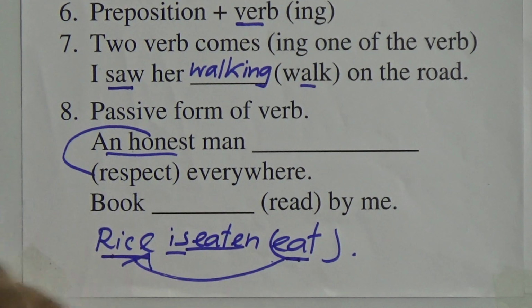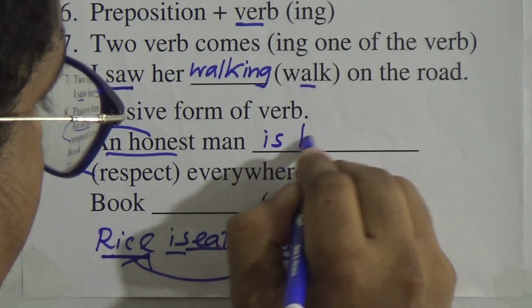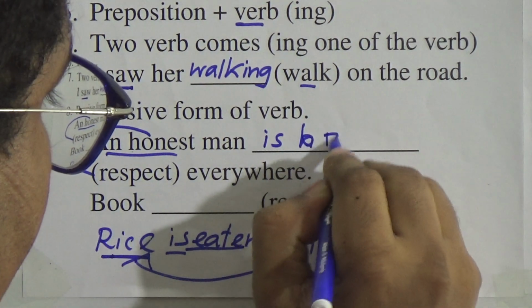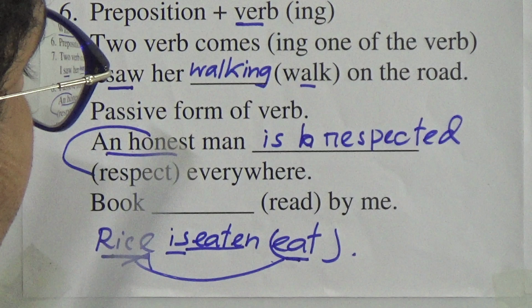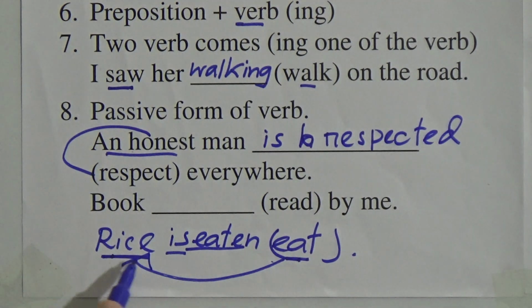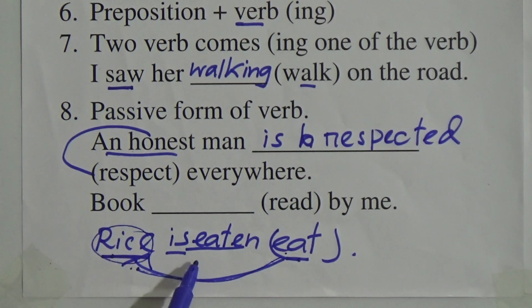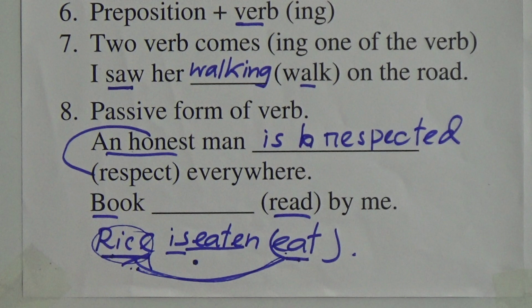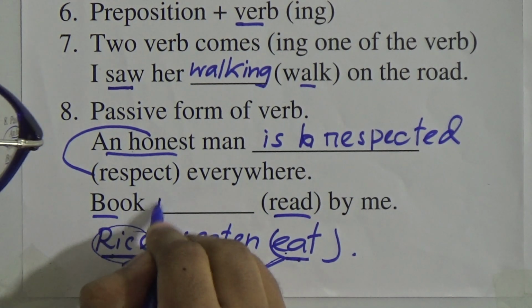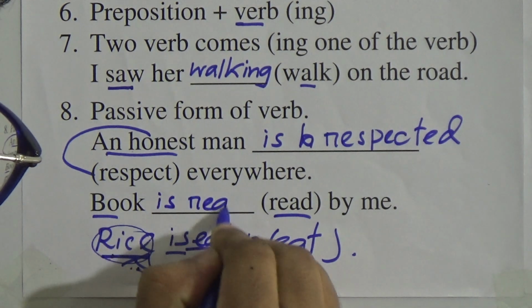Okay. That's why we have to give: an honest man is respected. Is respected. We have to form the passive voice. If the verb's work is not done by the subject, we have to give passive voice. Book read by me. Who will read the book? Does the book read? No. So you have to give passive voice. A book is read by me.